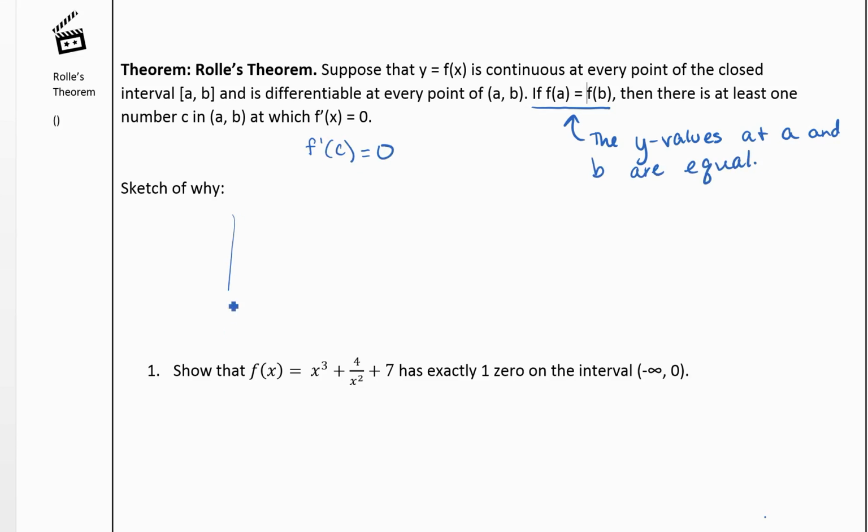Okay, so let's think of what that means. We have some a and b, and we know their y values are the same. It doesn't matter what they are, but they're the same. Now, there are three possibilities of what could happen between a and b since it's continuous and differentiable. We don't have any jumps, holes, cusps or asymptotes. So if we started by going up, to get back to where the other point is, we'd have to come down. And at the maximum point, we'd have a horizontal tangent. The derivative would be 0.